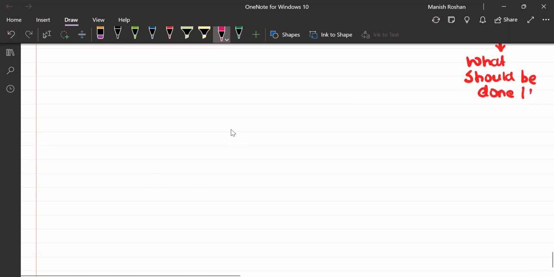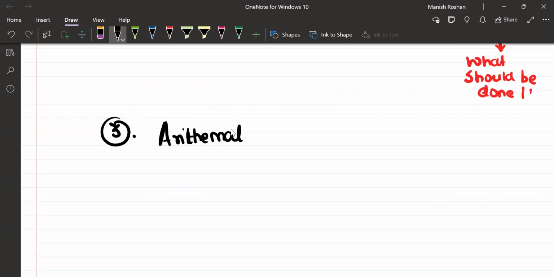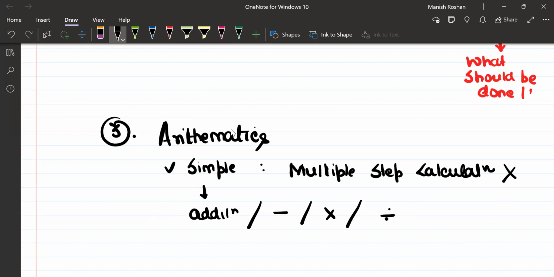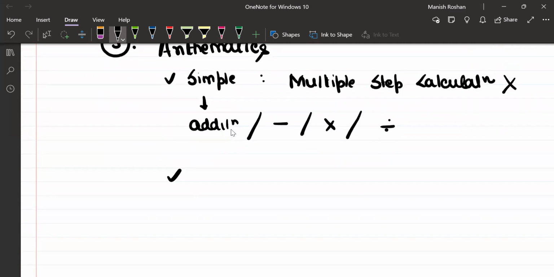Then we can test arithmetic. The third in this part is arithmetic. The first is the simple one, which doesn't involve multiple steps. Multiple step calculation is usually avoided. So give addition, subtraction, multiplication, and division, and ask them to answer verbally.